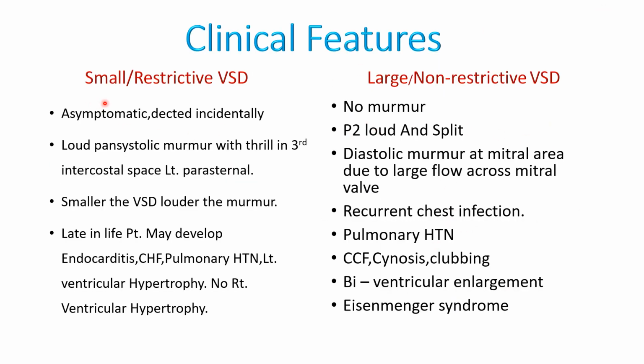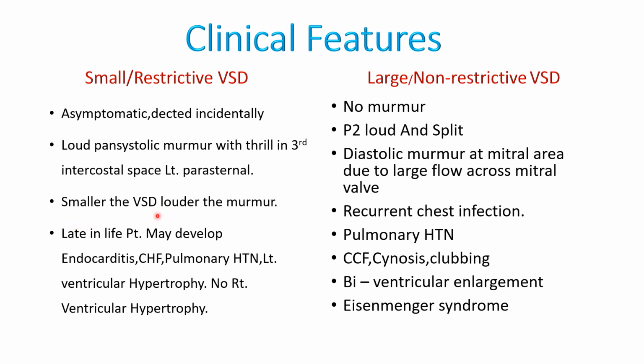Clinical features: a small restricted VSD is usually asymptomatic, incidentally detected. Whenever for some reason you are auscultating the heart, you will get a harsh systolic murmur, left parasternally in the third space. Loud pansystolic murmur with thrill in the third intercostal space, left parasternally.